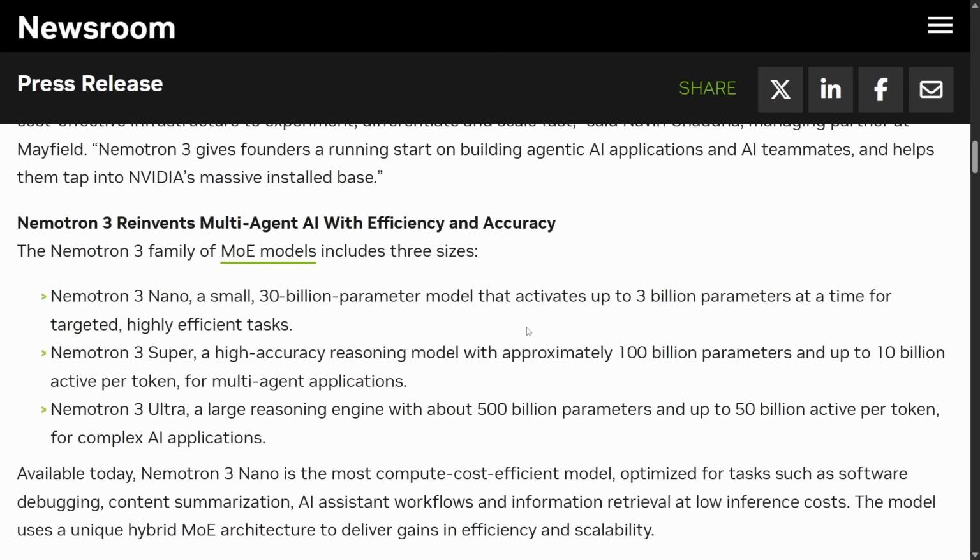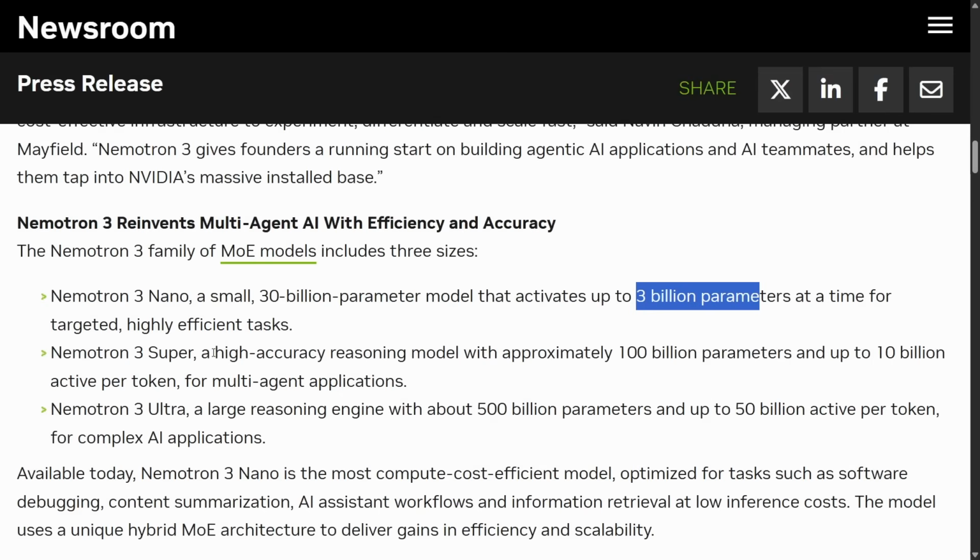Now, I said it comes in three sizes. We're going to be looking at Nano. Nano is a 30 billion parameter model that activates up to 3 billion parameters at a time. Why is that? Because it uses this mixture of experts architecture. So there are lots of little models built into the overall big model. And when an expert gets activated, it then answers the question. And those are 3 billion parameters.